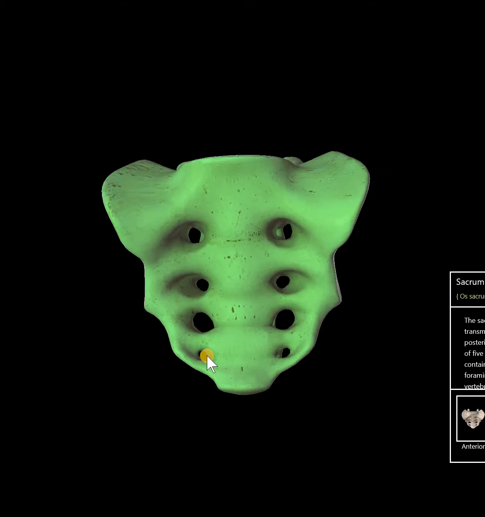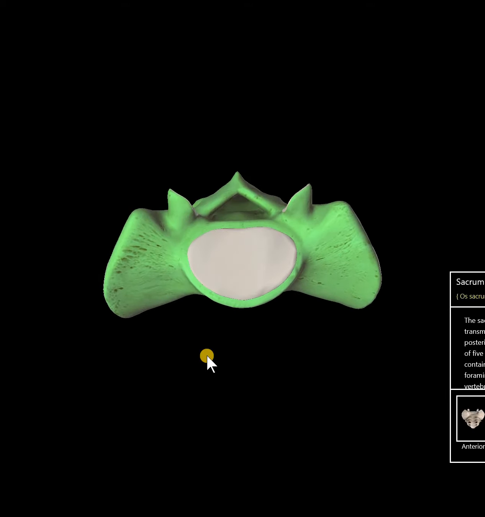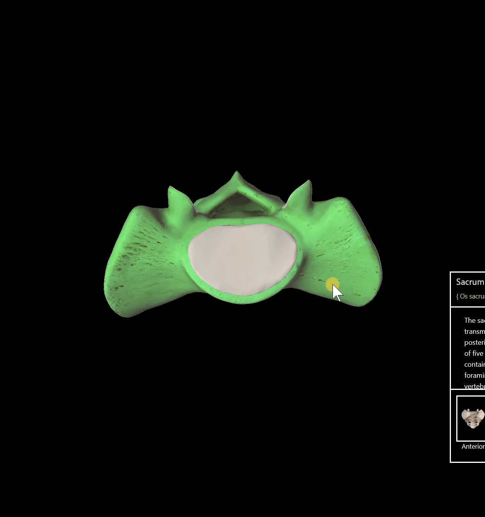Okay, the sacral canal is right there. This is a superior view. Okay, L5 would articulate here, and you're seeing the sacral canal. Some nerves will go through there. The cauda equina, we'll talk about that when we get to nervous system.